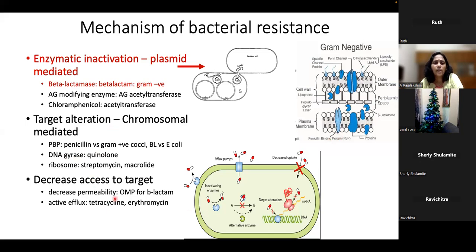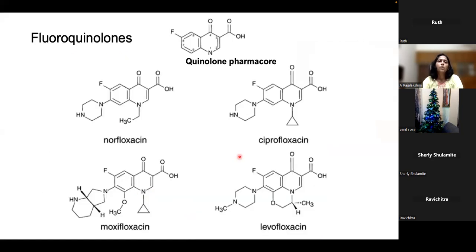The third important mechanism is decreased access to target, which can be due to decreased permeability, as you can see. For example, the OMP-mediated beta-lactam resistance, or it can be active efflux, which is usually seen in tetracycline, macrolide, and even in beta-lactam. So coming to each category, I will only have 2 or 3 slides under each category to explain the mechanism and resistance. This is just to revise or reiterate so that at the end of the session, you will know what are the important mechanisms of action and resistance.